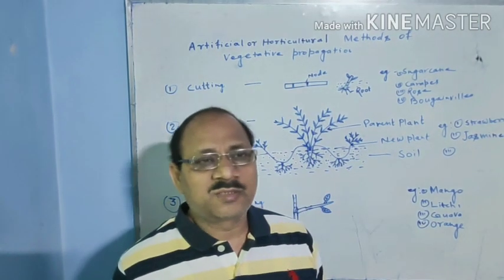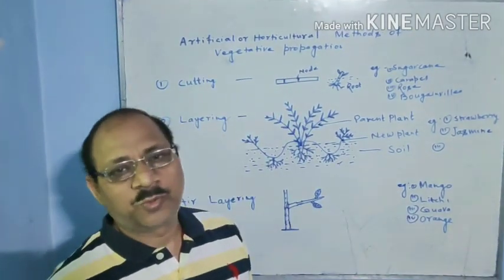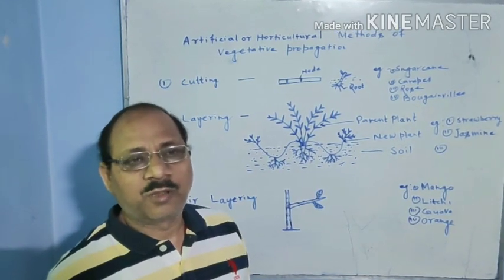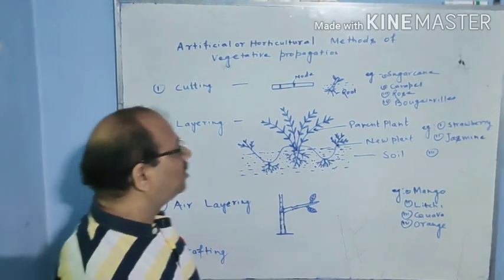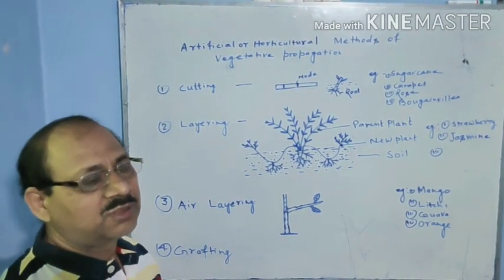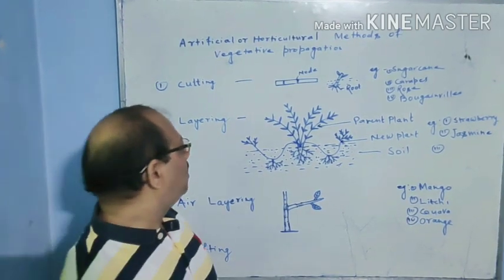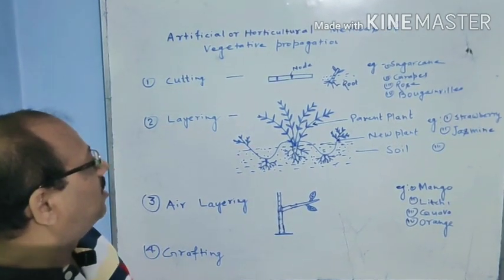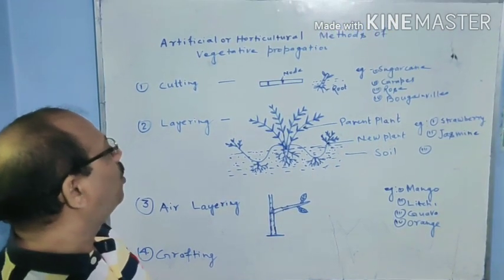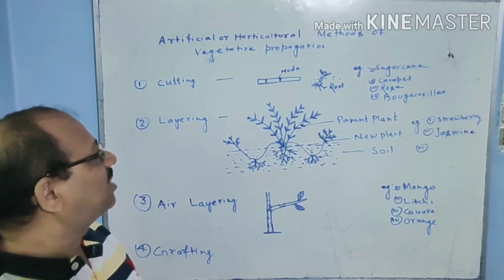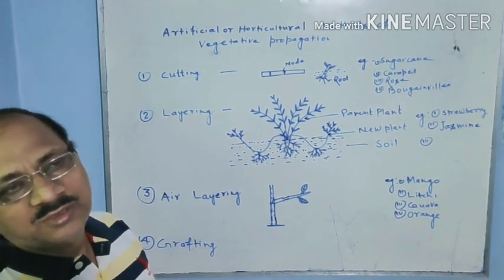In my previous class, I discussed asexual reproduction in flowering plants. I discussed the natural methods of vegetative propagation. Today, I shall discuss the artificial or horticultural methods of vegetative propagation.